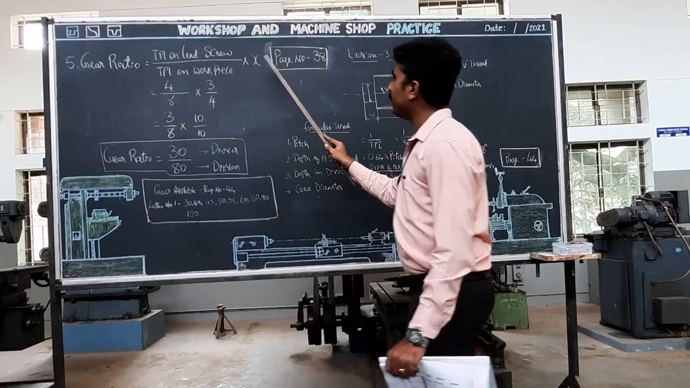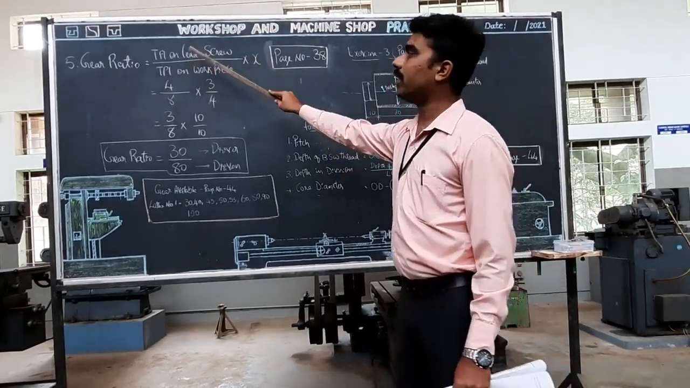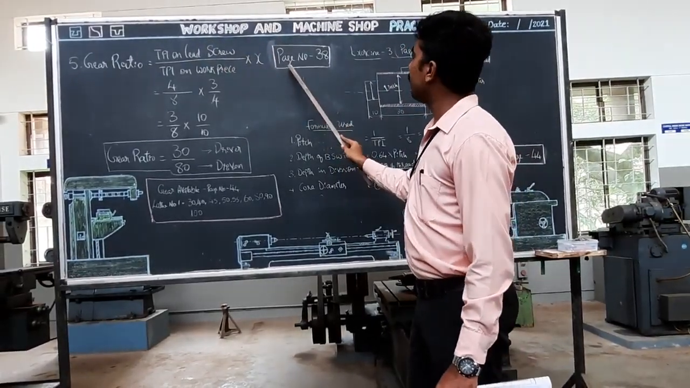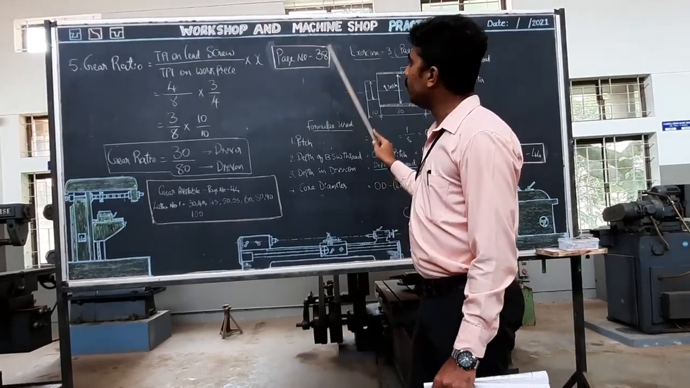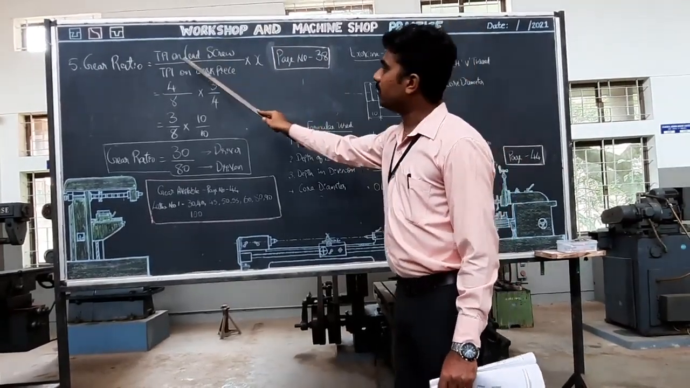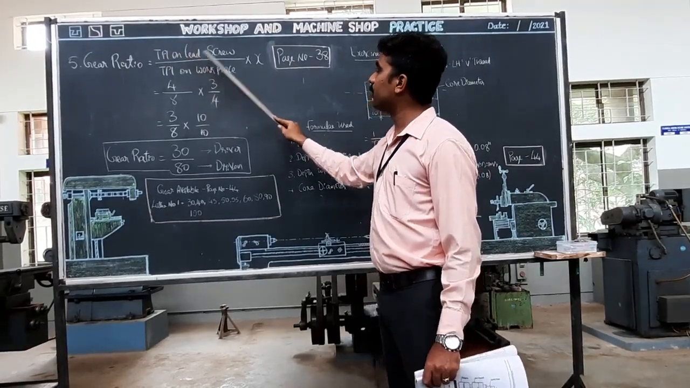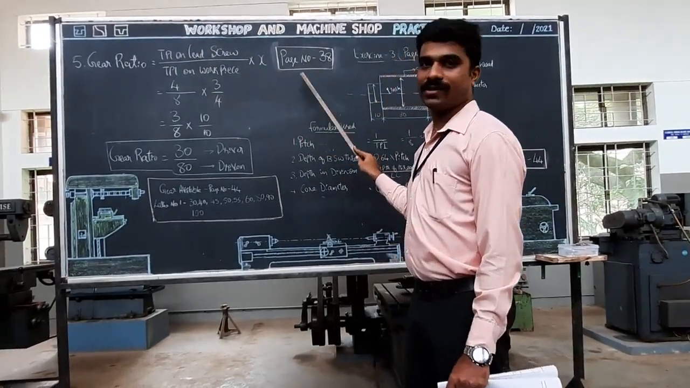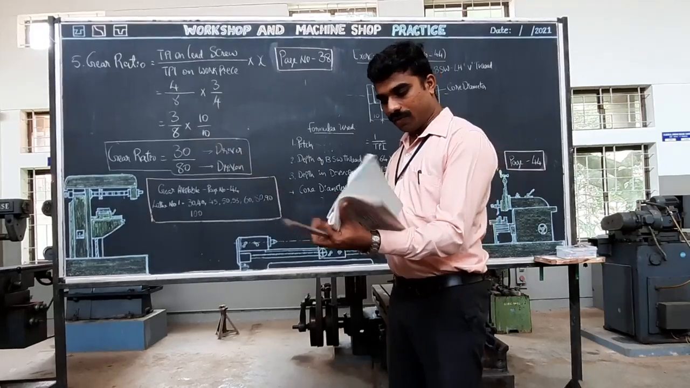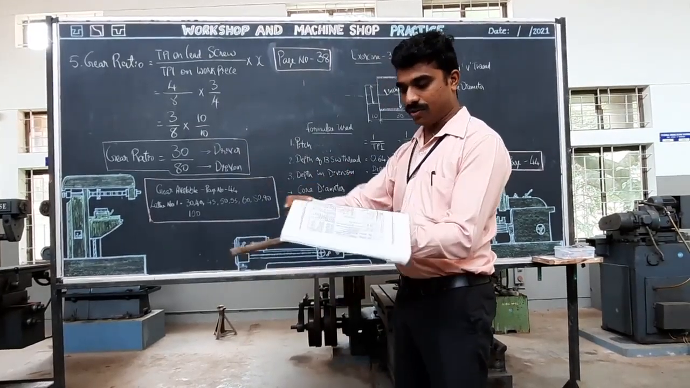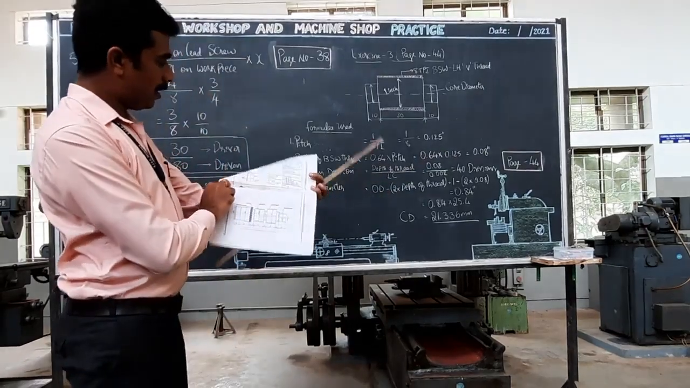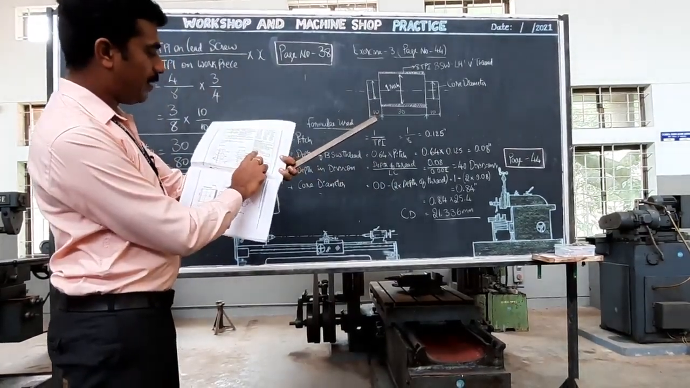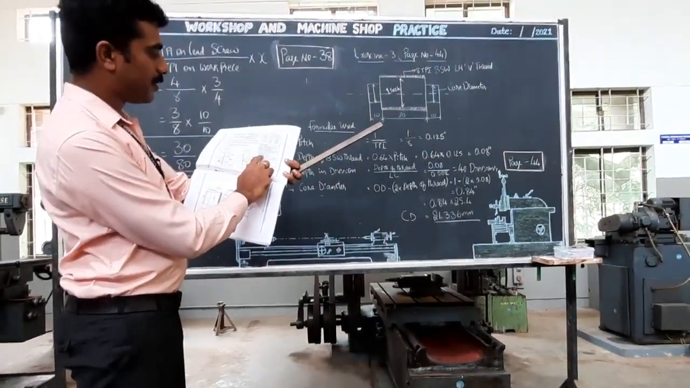To get the value of X and the TPI on the lead screw, please refer to page number 38. There you can get the answer. What is the TPI on the lead screw and what's the value of X? Okay, if you ask me, I can show that. If you open page number 38, you can find the TPI on the lead screw.